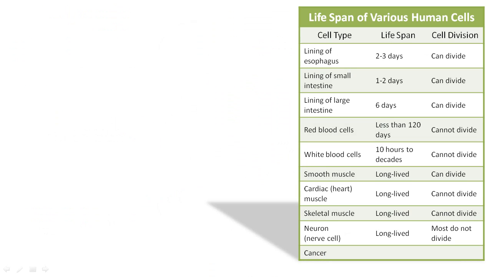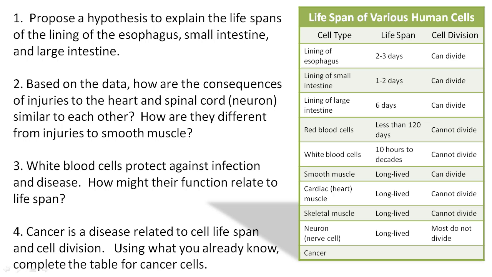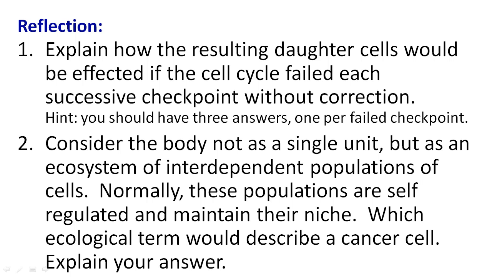Examine the following data. The lifespans of various human cells are displayed on the data table, along with their division process and the type of the cell. Answer the following four questions, and when you're complete, answer then the reflection question. Be sure to explain your answer.